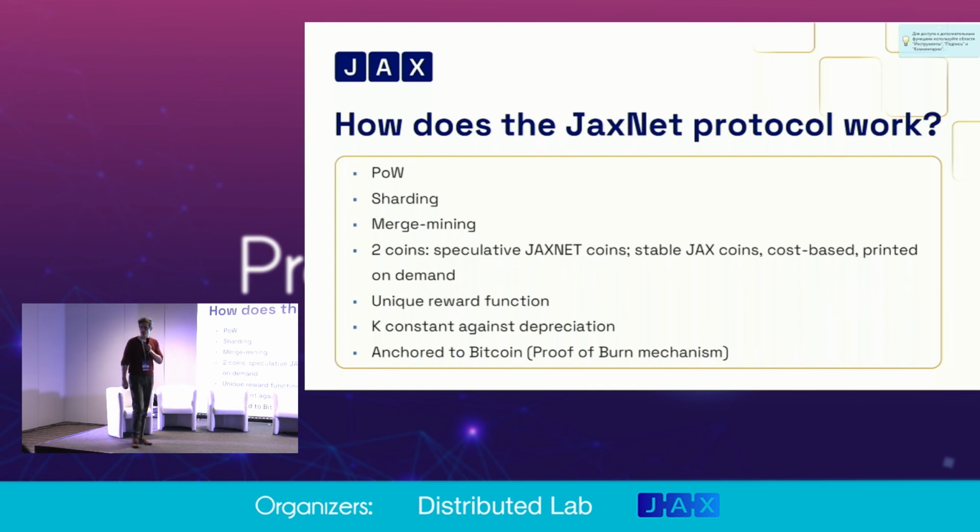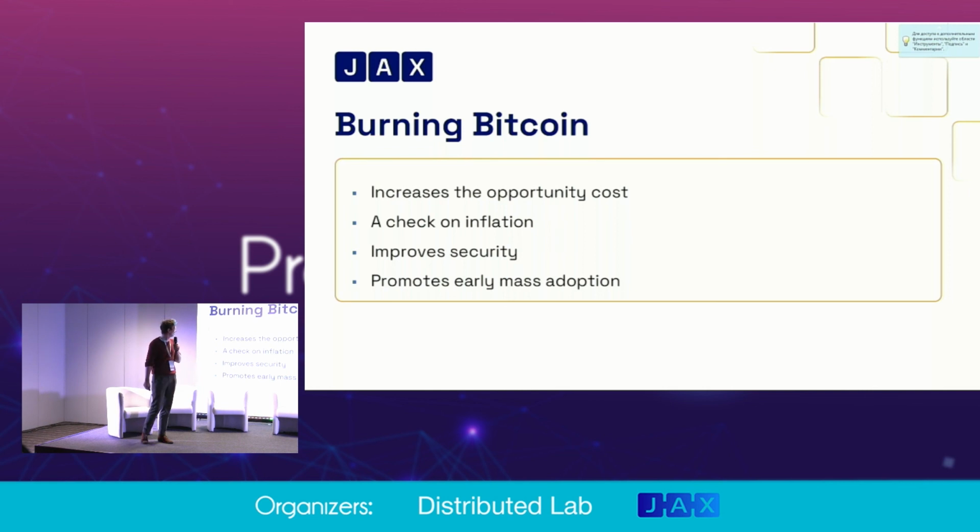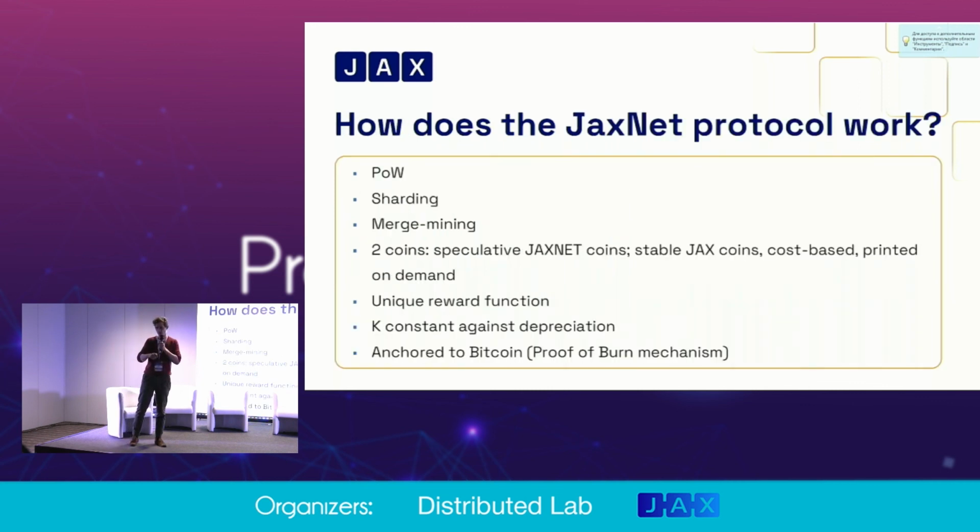Finally, we have decided recently to anchor the network on Bitcoin, like Namecoin has done. Why? There are several reasons for that. It will increase the opportunity cost for miners because they have to choose when they merge mine with our network. When they anchor with our network, they have to choose between foregoing the Bitcoin Coinbase reward when they mine, or printing JAX coin, which are the transactional coins.